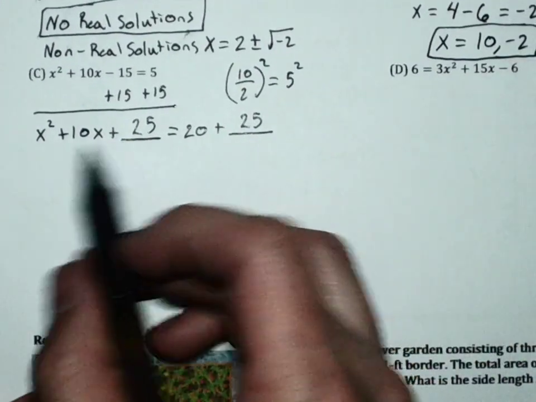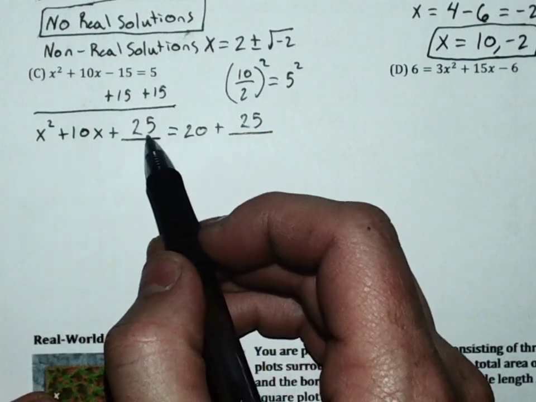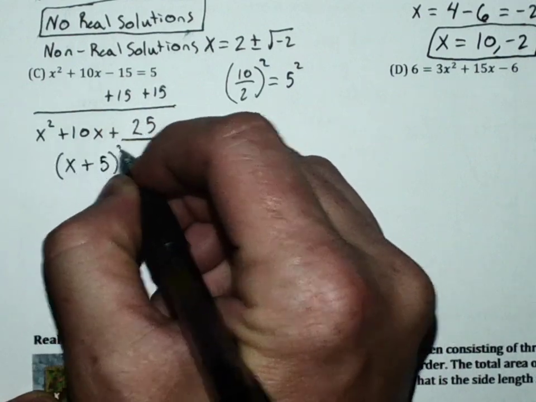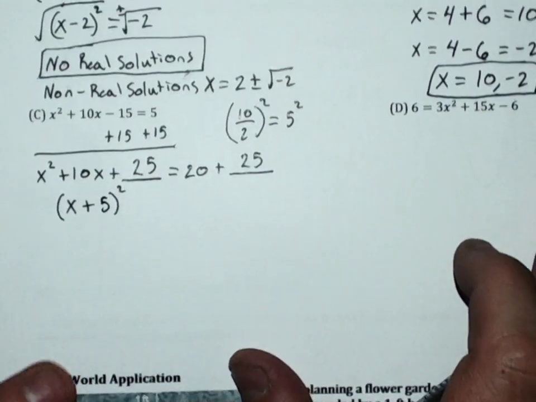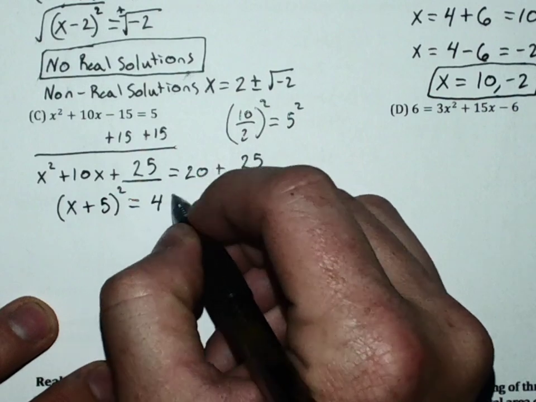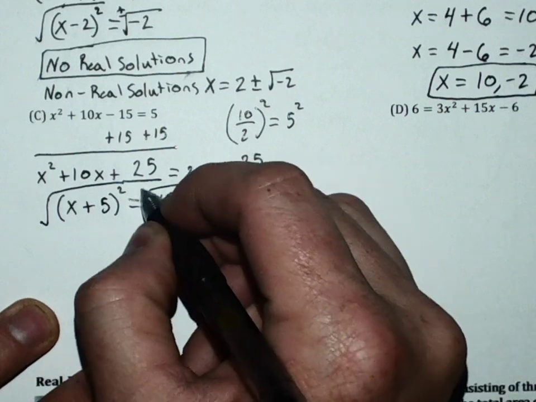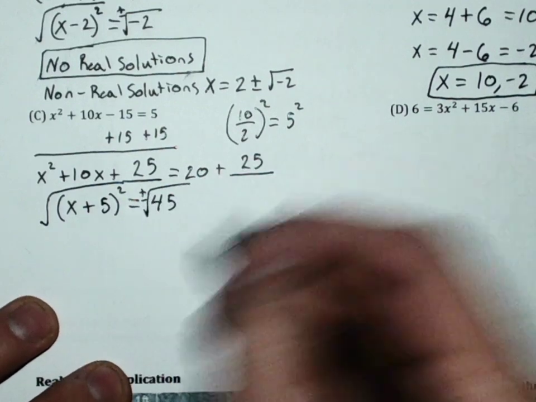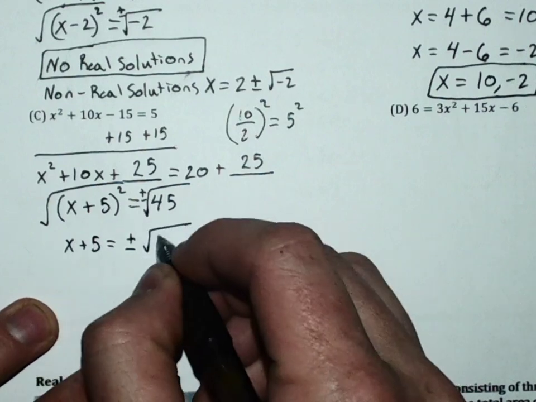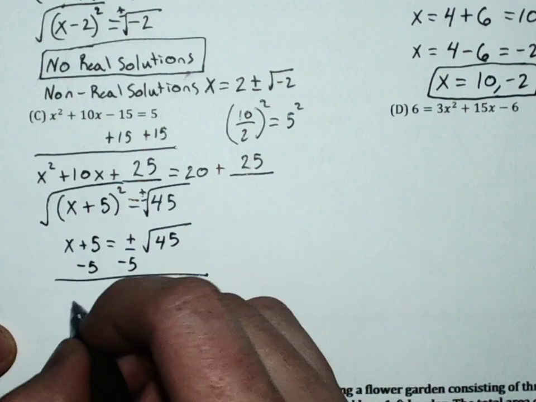Now, on this side, it is a perfect square. What multiplies to 25 but adds to 10? 5 and 5. So it factors to x plus 5 squared equals 20 plus 25, which is 45. Take the square root. Don't forget your plus and your minus. x plus 5 now equals plus or minus the square root of 45. Subtract 5 from both sides. You get your two answers.